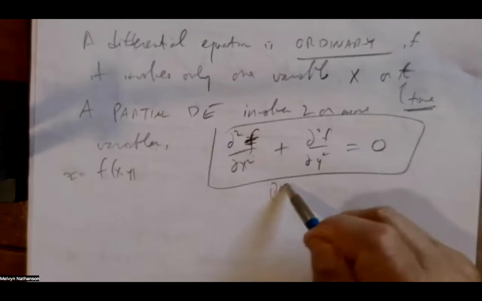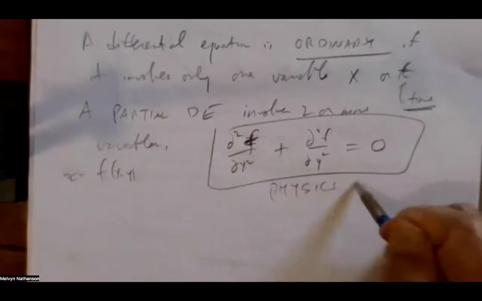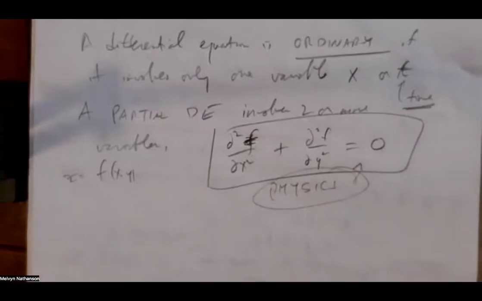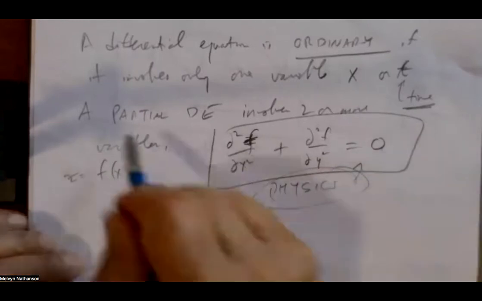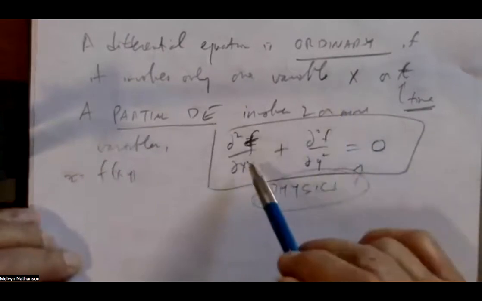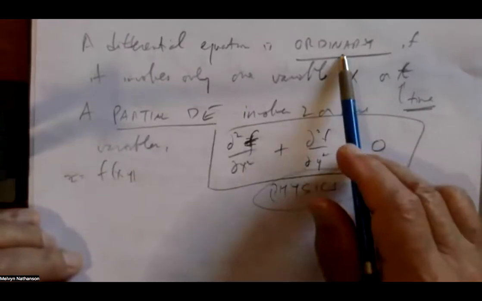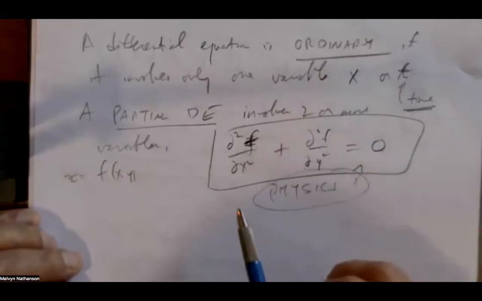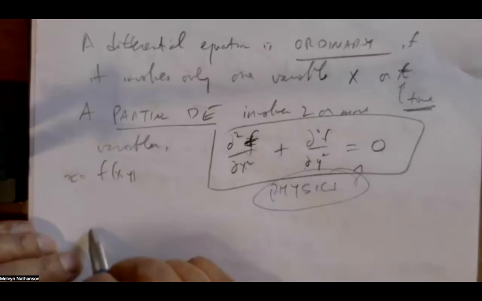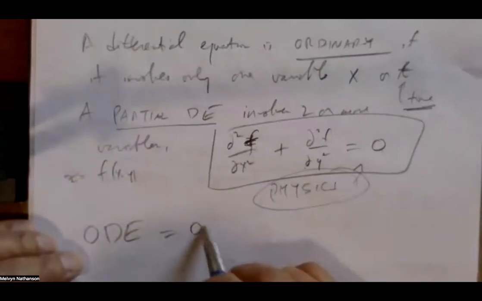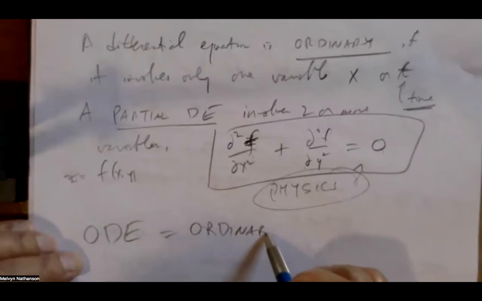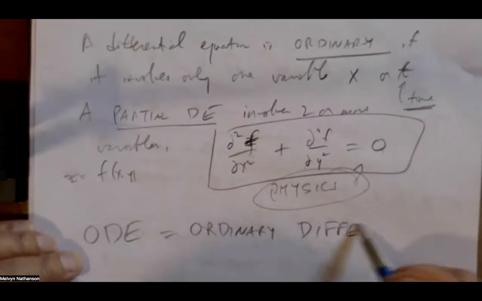This is an example which comes up infinitely often in physics, for example. And many of the equations that come up in physics are partial differential equations. But you can study partial differential equations and ordinary differential equations, and that's what we're doing in this course. So a partial differential equation involves two or more variables. An ordinary differential equation involves just one variable, and that's what we study in this class. And I always write ODE for ordinary differential equation.